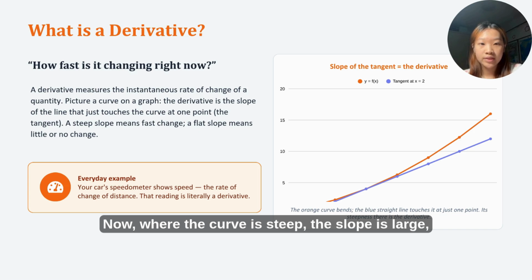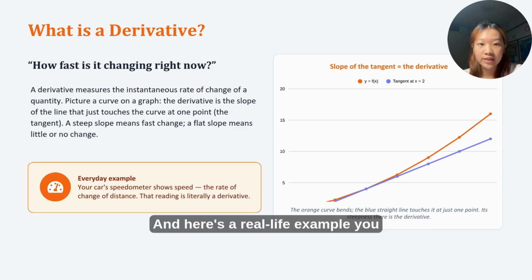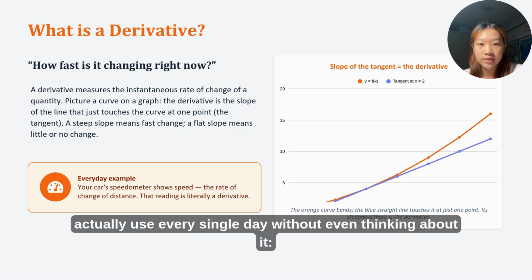Now, where the curve is steep, the slope is large, and that means the quantity is changing quickly. Where the curve is gentle and flat, the slope is small, which means it's barely changing at all. So the derivative literally measures the steepness at each point. And here's a real-life example you actually use every single day without even thinking about it.